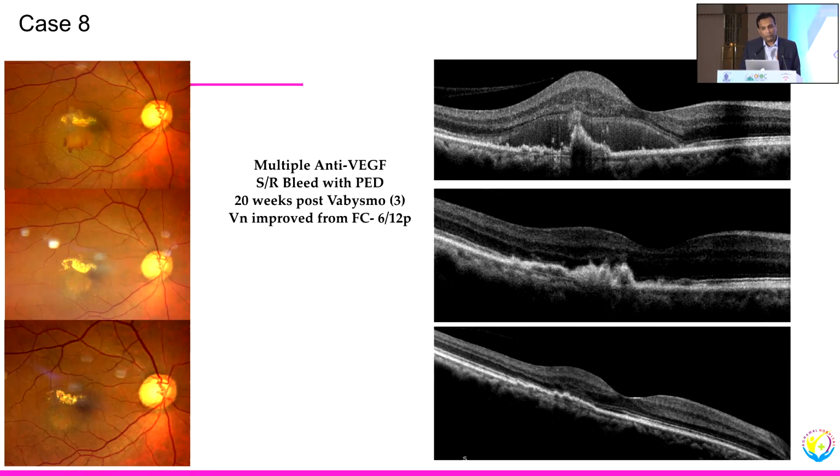This is a case of subretinal bleed with a PED, with multiple anti-VEGFs elsewhere. Again, 20 weeks post-Vabysmo after the loading dose. None of these patients required the fourth injection, which I'm mentioning here. The vision improved to 6/12, still maintaining 6/12 without the recurrence of the bleed. You can see the serial fundus photographs and the OCTs, and there is no recurrence of the bleed or the fluid in these cases.